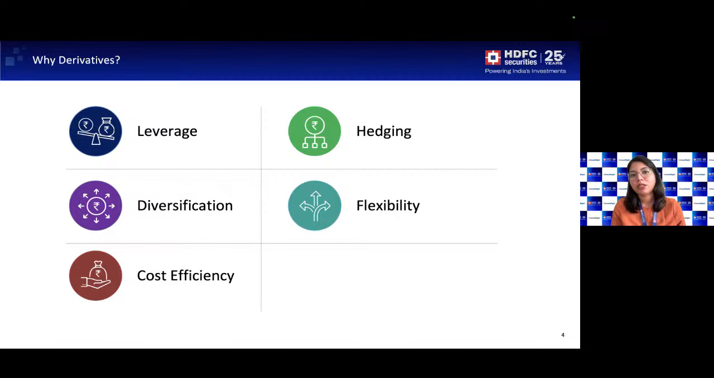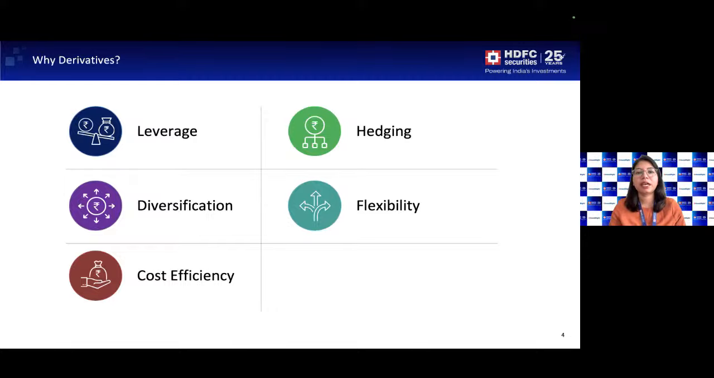And lastly, the cost efficiency. So if you compare the cash market and the derivatives market, the kind of capital that you need to put into the cash market, you can take multiple times the position in the derivatives market with the same capital because of the leverage that we discussed at the first, right?